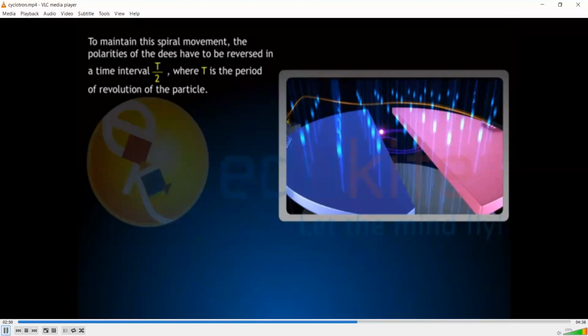Where T is the period of revolution of the particle. So we know the time period of a particle which is moving in a circular path or helical path, or for that matter any round path, is going to be 2 pi m divided by qB.